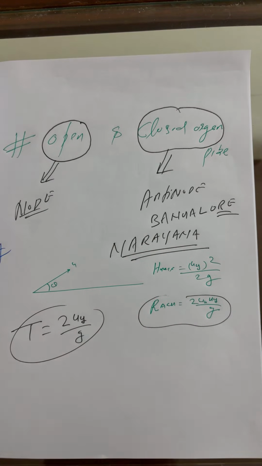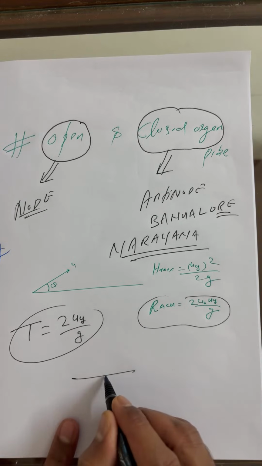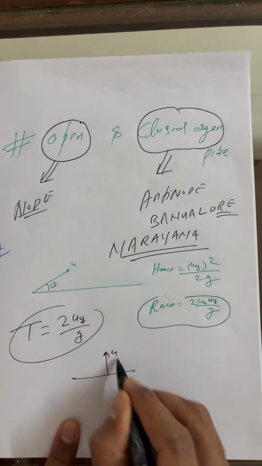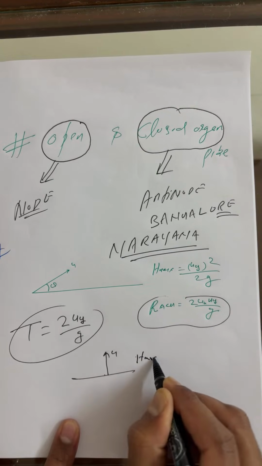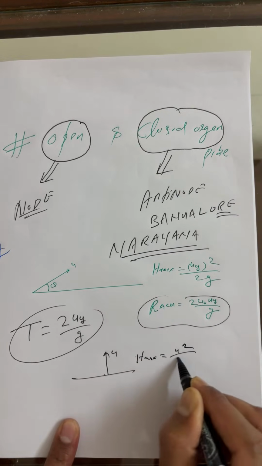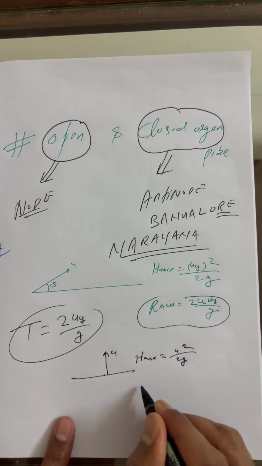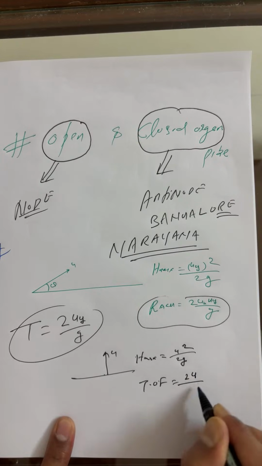Now, everyone remember this condition. If you are projecting a particle from ground level, this is u. I hope all of you remember. This is Hmax, which we call u squared by 2g. Next, time of flight: this is 2u by g.